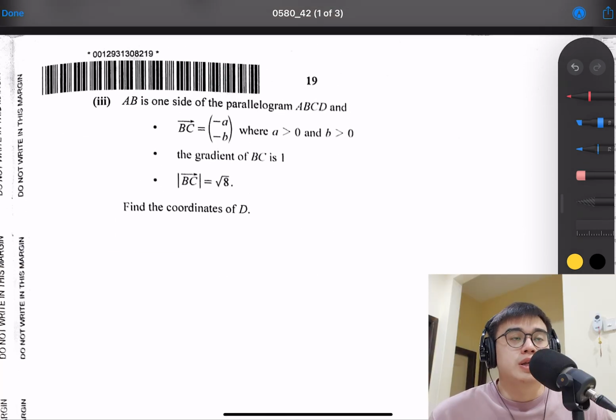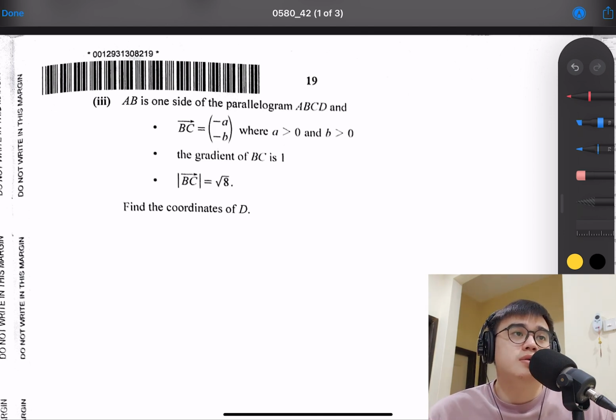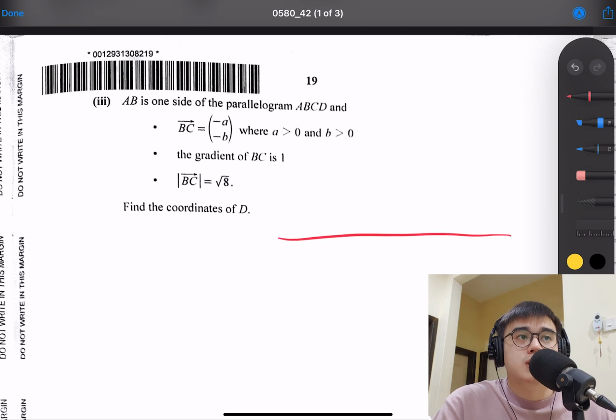In part 3, AB is one of the sides of a parallelogram ABCD. The gradient of BC is 1, and AB is one of the sides. Alright, so if I were to roughly sketch it out, it would look something like this.